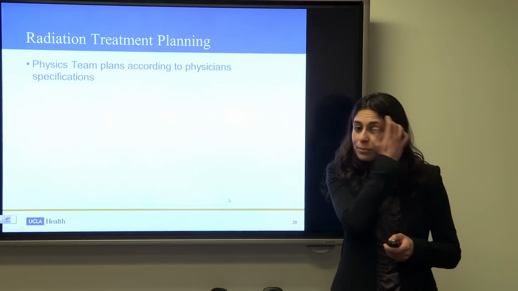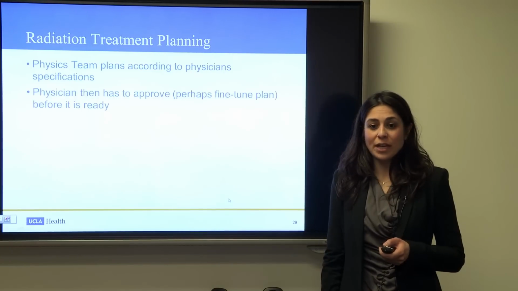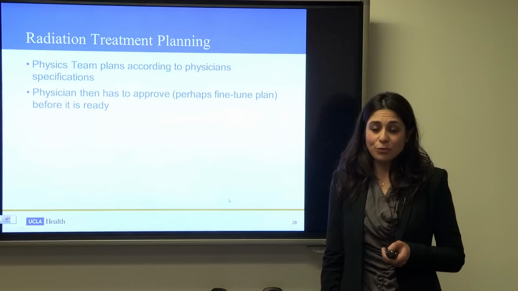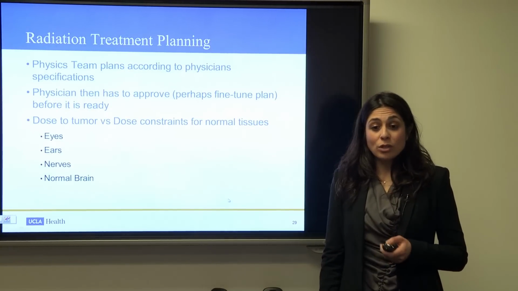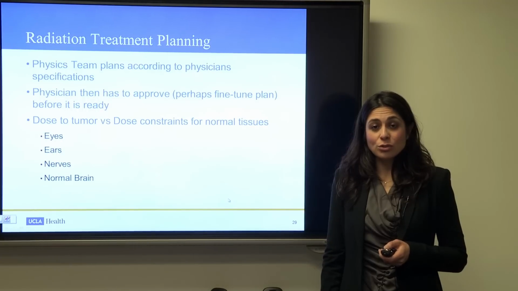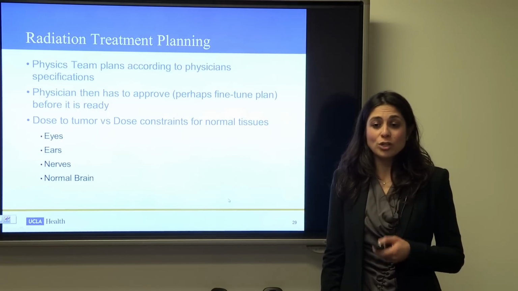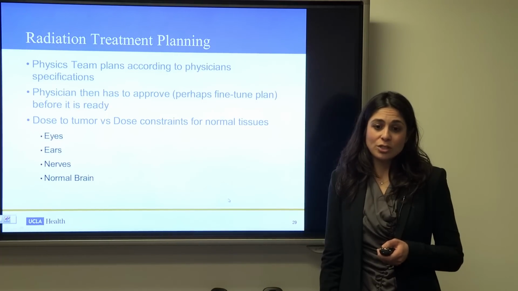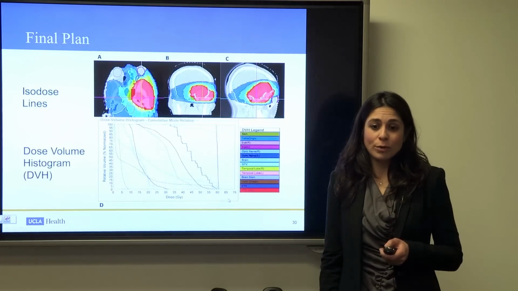The physics team then plans according to the physician's specifications, and then the physician has to approve, perhaps even fine-tune, the plan before it is ready. So what we look at is dose to the tumor versus dose constraints for the normal tissues. So what do these normal tissues accept and tolerate? And we look at various structures such as the eyes, ears, nerves, and normal brain.